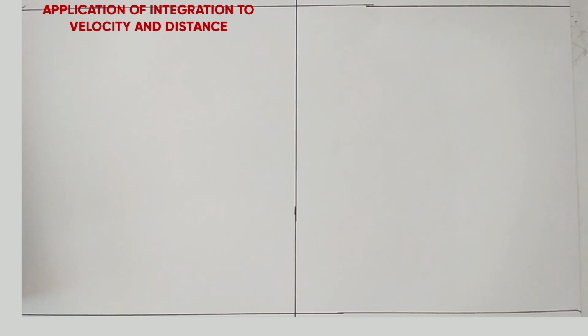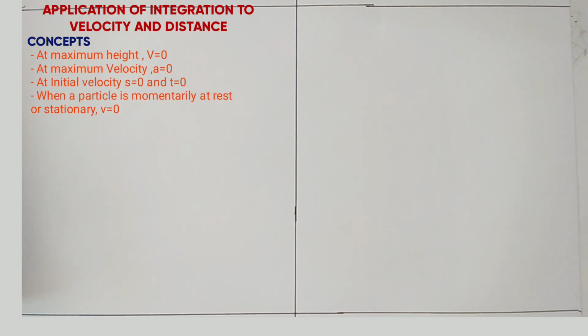So to evaluate c in that case, you have to remember the following concepts: that at maximum height velocity is 0, at maximum velocity acceleration is 0, at initial velocity distance is 0, and time is 0. You also have to remember that when a particle is momentarily at rest or stationary, velocity is 0, that acceleration due to gravity is always negative, and that to find the distance traveled during a certain second, for example the 8th second, you integrate with the limits from 7 to 8.